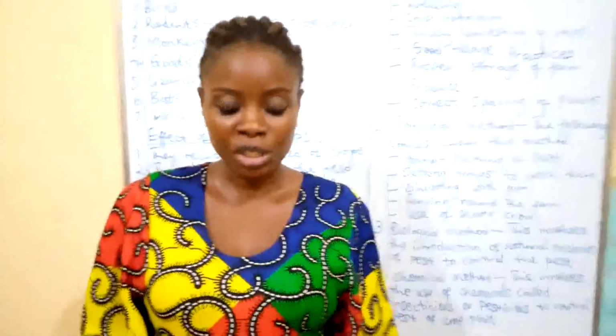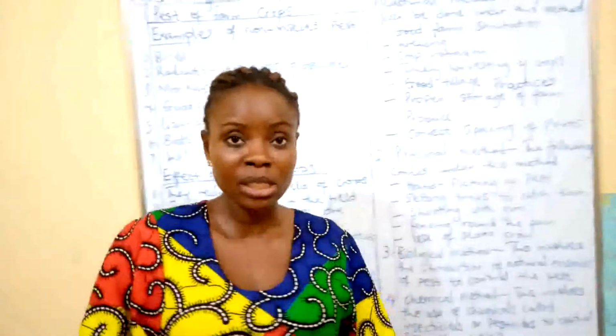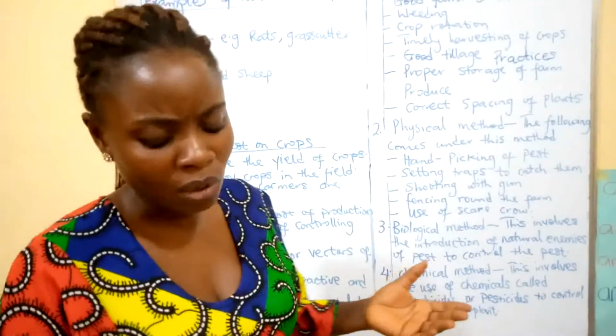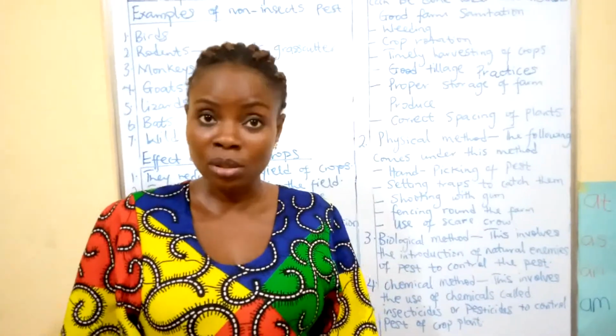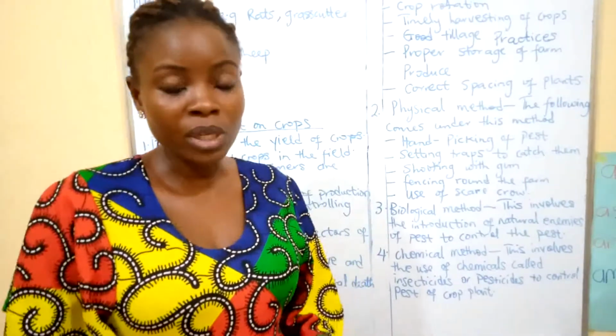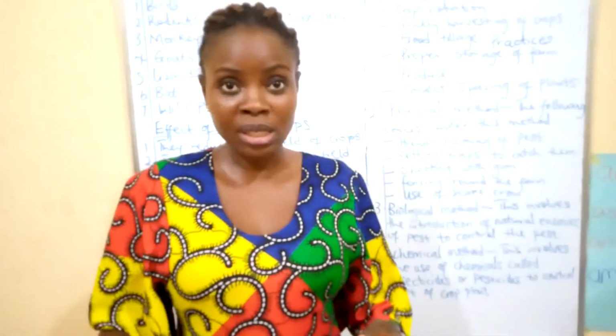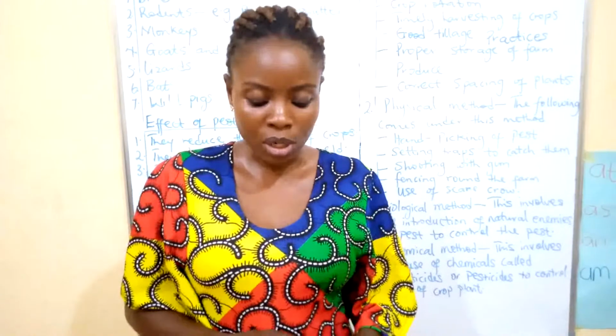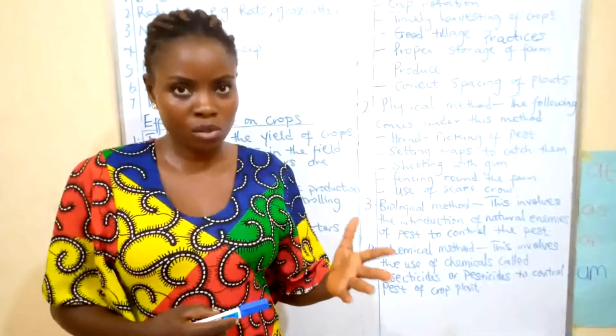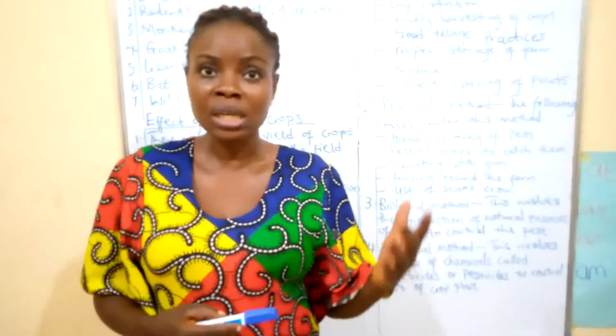Remember that our topic is pests, and we've talked so much on that. We've talked about the definition of a pest. We say a pest is any organism, be it an insect or an animal, that feeds on, causes damage, and also kills crops and livestock, if you want to extend it to livestock. Pests cause economic loss to farmers. They are not good, they are enemies.